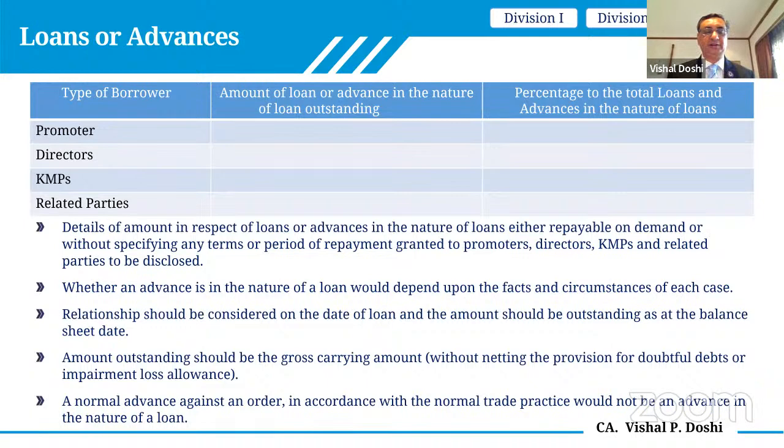So if a director has taken a loan, let us say in the month of December, and in February that person has resigned as a director, as on 31st of March, he or she is no longer a director. That does not mean that this amount which is outstanding is not to be reported, because on the date of given the loan, that person was a director, and therefore as at 31st March, if there is any amount which is outstanding, it would still be required to be disclosed under this particular clause.